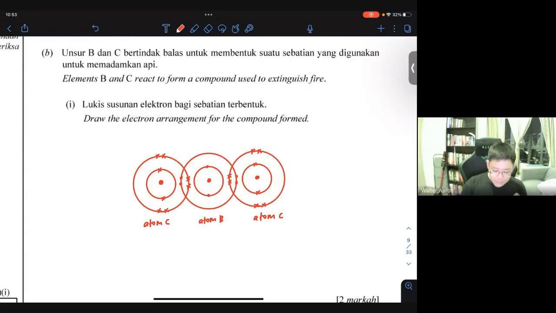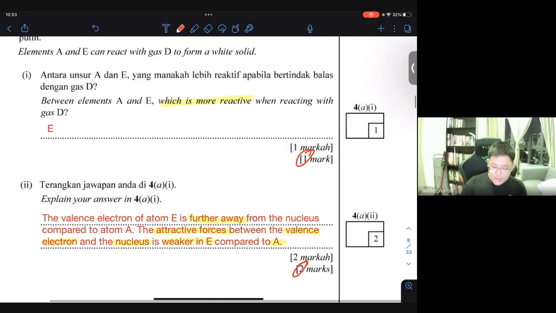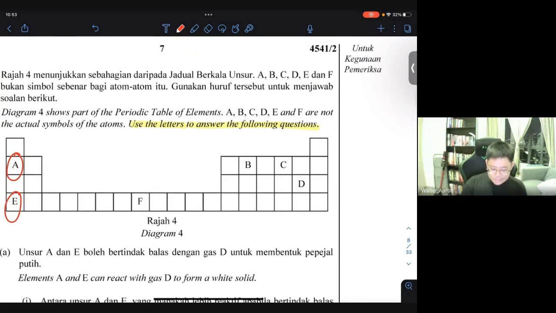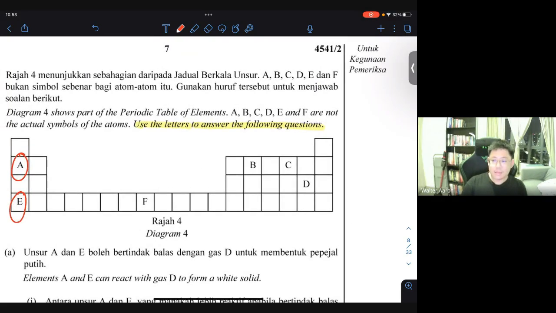For the next question, B, elements B and C can react to form a compound used to extinguish fire. So draw the electron arrangement of the compound formed. Now, first and foremost, before you draw the structure, you have to know the electron arrangement. We have B and C, which can form a compound, which is supposed to be carbon dioxide, if you think about it. Because B is technically carbon and C is technically oxygen.